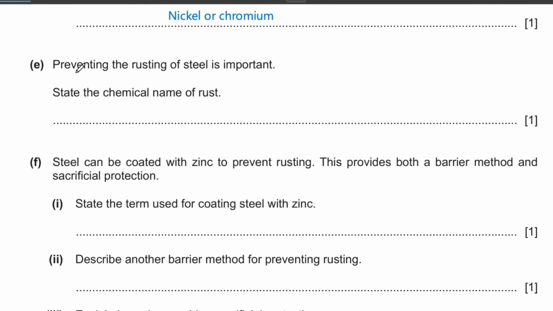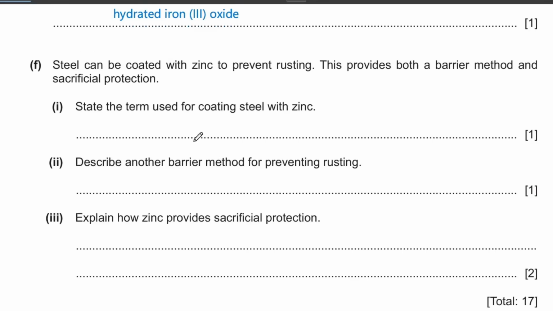Next question. Preventing the rusting of steel is important. State the chemical name of rust. The chemical name of rust is hydrated iron(III) oxide. Next question. Steel can be coated with zinc to prevent rusting. This provides both a barrier method and sacrificial protection. State the term used for coating steel with zinc. The term used for coating steel with zinc is galvanizing.